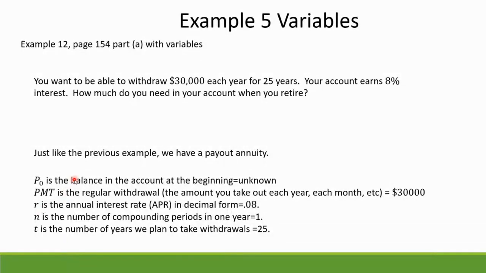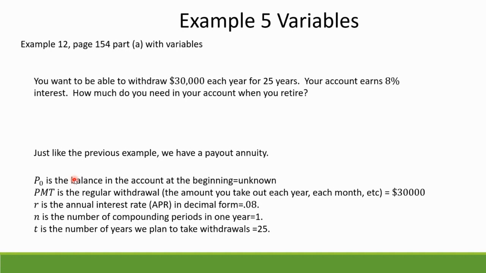PMT, okay? That is our regular withdrawal, how much we're taking out regularly. Remember, in other cases, it stands for a monthly deposit. In this example, it's going to stand for a regular withdrawal. And in this case, we know that that's 30,000. Sorry, I misspoke. Here, it's annual withdrawal. So in this case, it's $30,000. I know usually for us it was monthly deposit in the previous examples, if I remember correctly. Here it's $30,000.